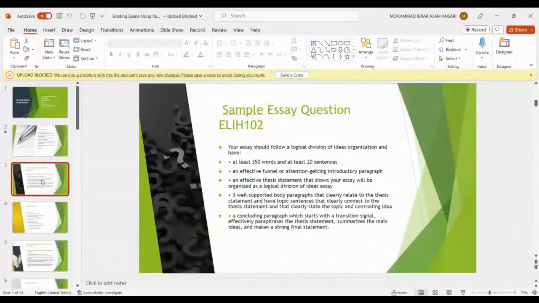here are the prompts for the essay. As you can see here, clearly it says your essay should follow a logical division of ideas, organization, and have at least 350 words and at least 20 sentences. So students are supposed to write 350 words, not less. If it's plus, that's better. If you calculate them, it comes about 20 sentences, more or less.